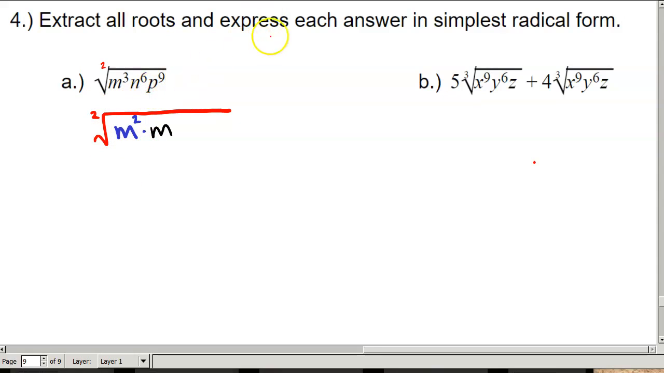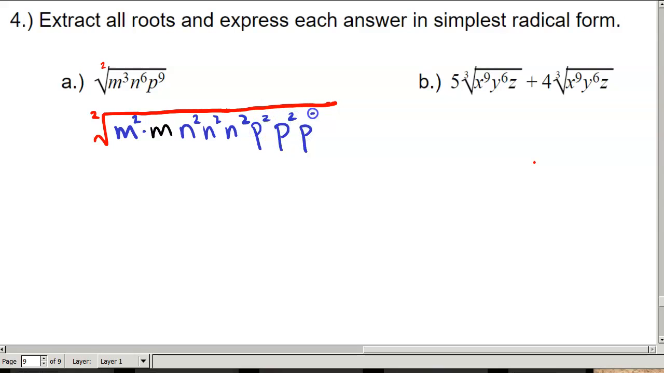That means I'm going to be able to take one of the m's out, because that square right here is going to match up with this square right here, and I can pull one of them out. And then I'm going to go to n to the 6th. Basically you can divide those out, right? You know that 3 of those are going to happen. So I can take n to the 6th and say that's n squared times n squared times n squared. And then p to the 9th. So how many p to the seconds are there in p to the 9th? Well, there's going to be 4.